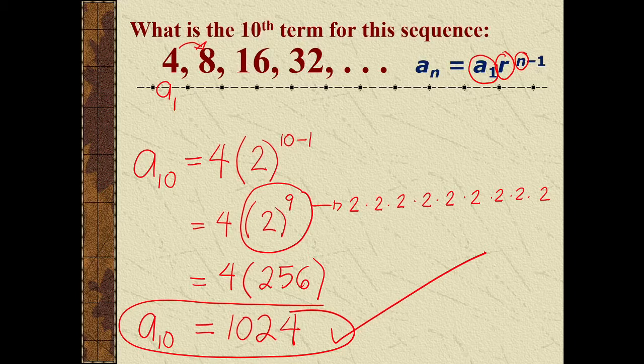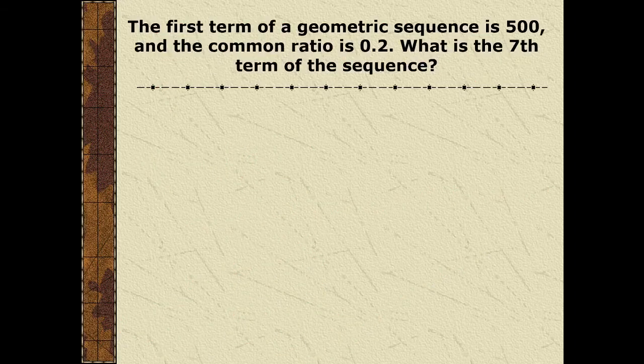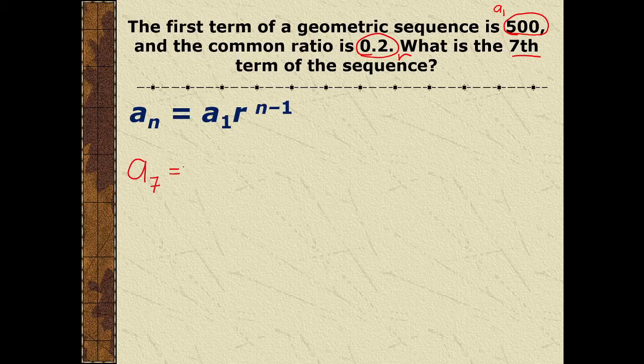Okay? Can we now proceed to the next example? Okay, next example. Yes, any question by the way? Any question? Okay. Next. The first term, oh, that's very clear. The first term is 500. The common ratio is given already. This is the value of R. What is the 7th term? So, we are looking for the 7th term. A sub 7. What is the first term in the problem? 500. What is the value of R? 0.2. What is the value of N?